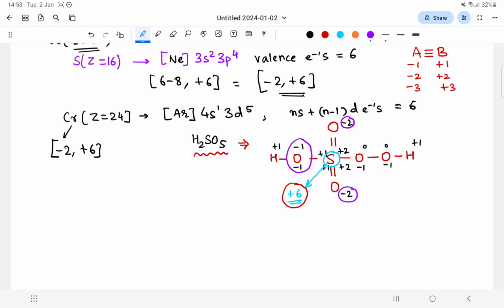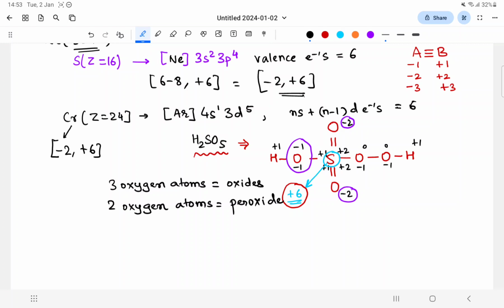So out of 5 oxygen atoms, guys, 3 oxygen atoms are oxides here, and for sure 2 oxygen atoms are peroxides, and I'll show you where they are. I'll point out the peroxide oxygen atoms. These 2 are peroxide oxygen atoms. So let's do the maths again here.